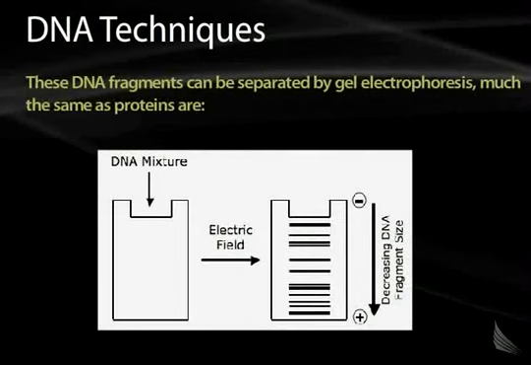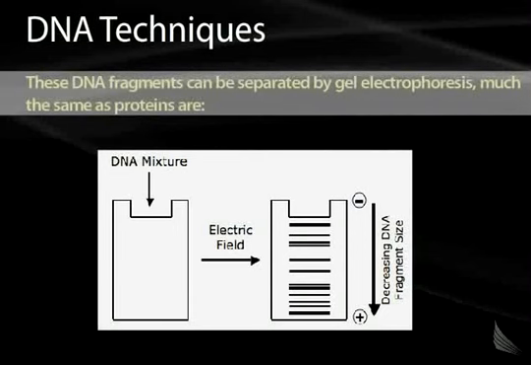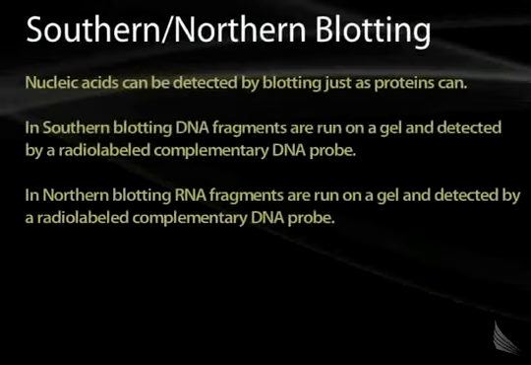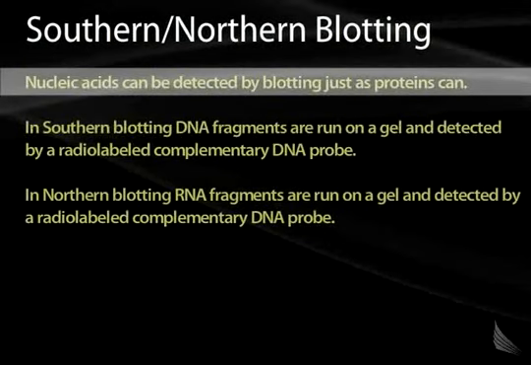Now, we can do with DNA just like we do with protein. We can separate the DNA fragments by gel electrophoresis, much the same as we do for proteins. We add the DNA mixture to a gel, we apply an electric field, and the DNA runs towards the positive pole. Remember, the DNA is negatively charged because of the phosphate group. Then we have to be able to detect these DNA fragments, similar to what we do in proteins.